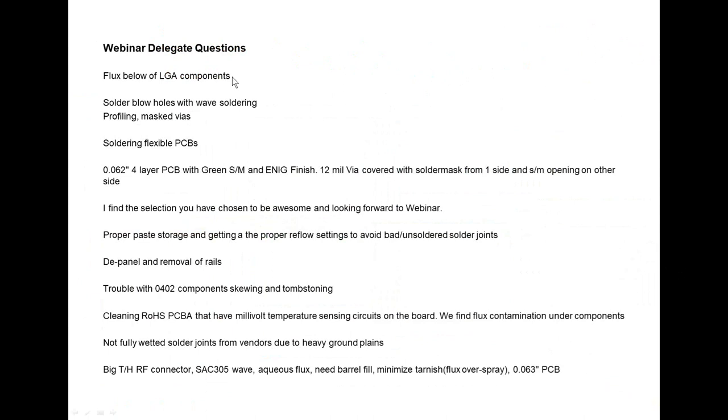Depaneling and removing of rails. If ever you have a board which is either a breakout tabs or you're using V-scores, please buy yourself a proper depaneling system. Do not break it out over a desk. Do not use a pair of tweezers, a pair of bolt cutters.